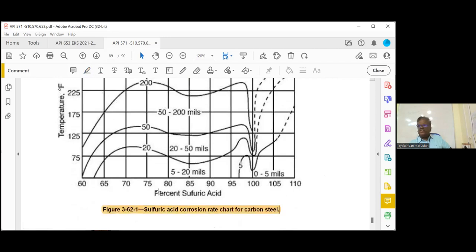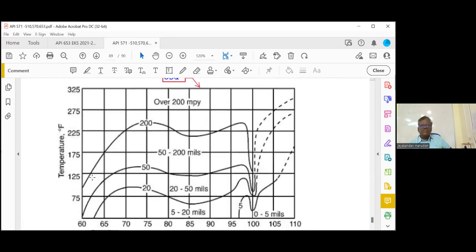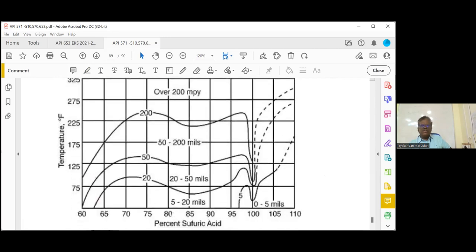On the x-axis they give the percentage of sulfuric acid, and on the y-axis they give the temperature. For example, the percentage of sulfuric acid is 80% and the temperature is, say, 225. What is the corrosion rate? At 75% and 225, it will be approximately 200 mils. It is very close to 200 mils. Here it is 50, here it is 200, so it is in between 50 and 200.